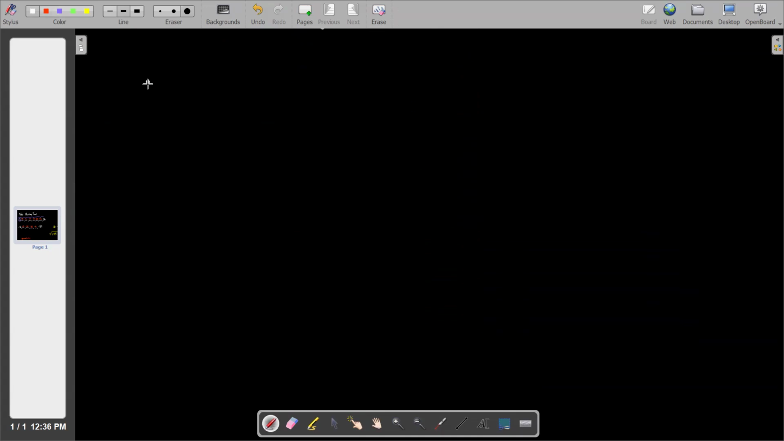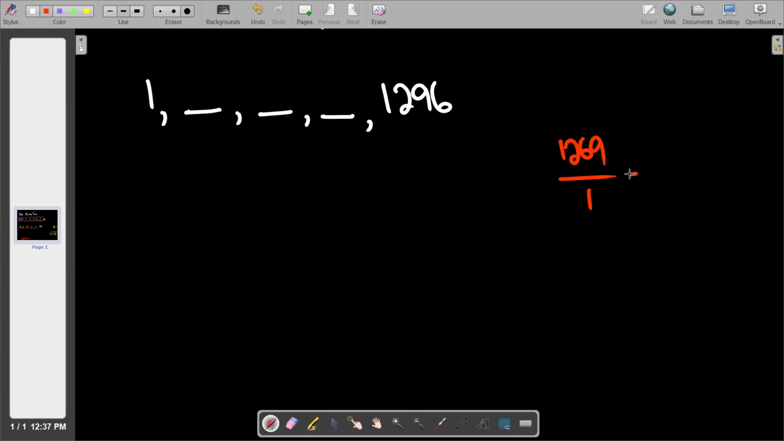So this one, we're going to do 1, blank, blank, blank, 1,296. If you're a math person, your spidey math sense might already be telling you, I think I know what this is already, but let's write it out. Step 1, divide the end of what you can see by the front of what you are looking at. So 1,296 divided by 1 is, of course, 1,296. And then what root are we going to do? The fourth, because there's 4 jumps to get from point A to point B.